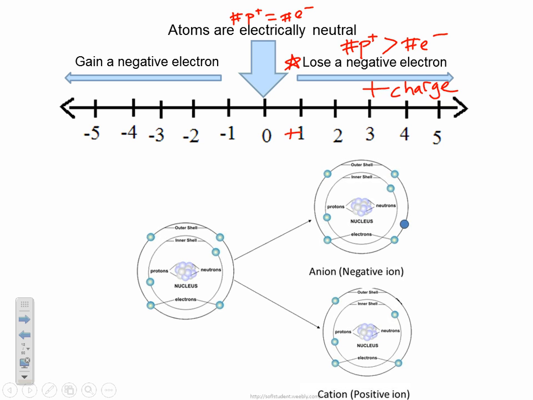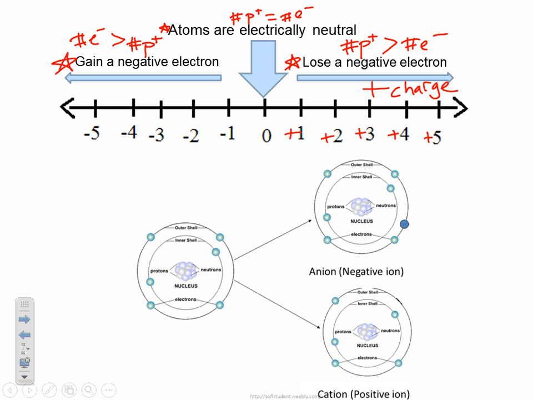Right, +1, +2, +3, +4, +5. And for every electron that you lose, your charge becomes more positive. On the other side is gaining a negative electron, starting off with the electrically neutral atom, but then adding some electrons in that weren't there before. So now the number of electrons is greater than the number of protons, because protons are not changing.